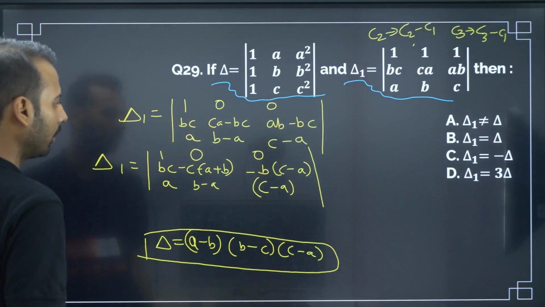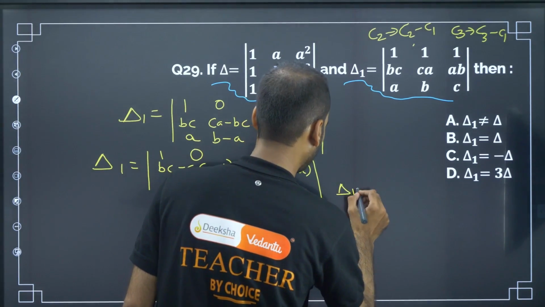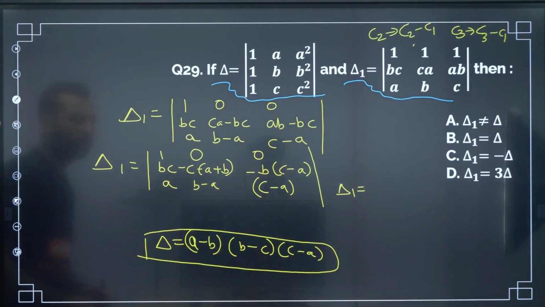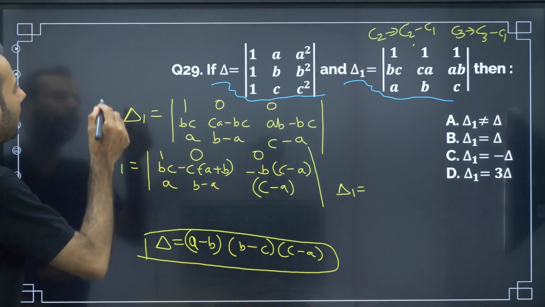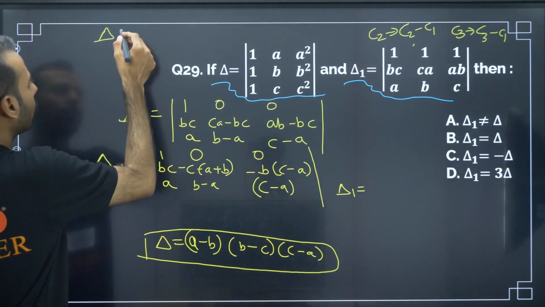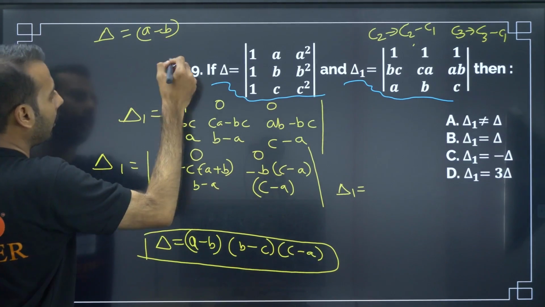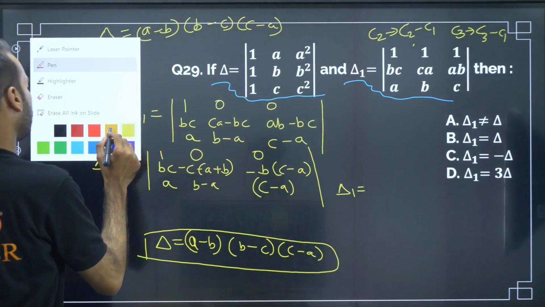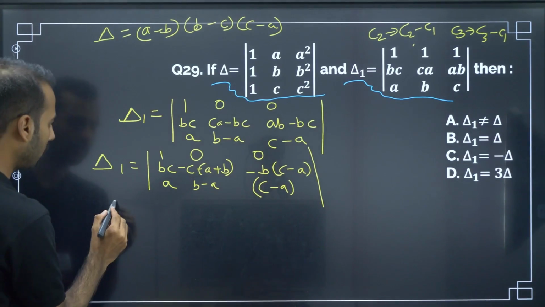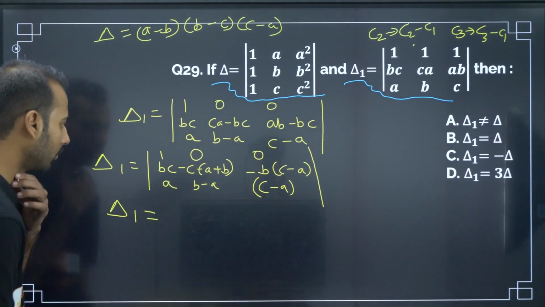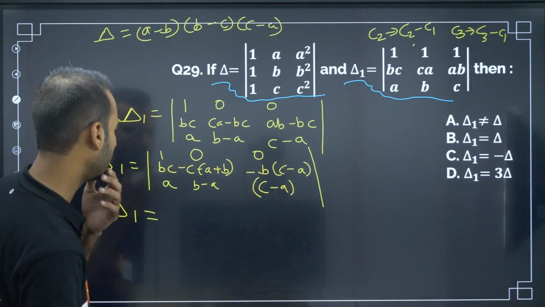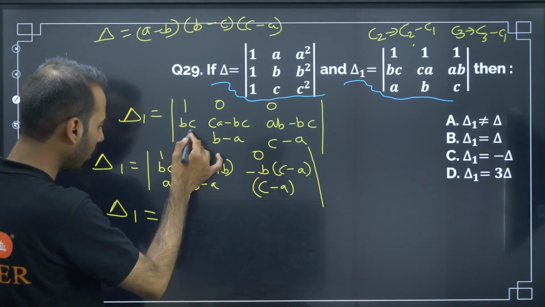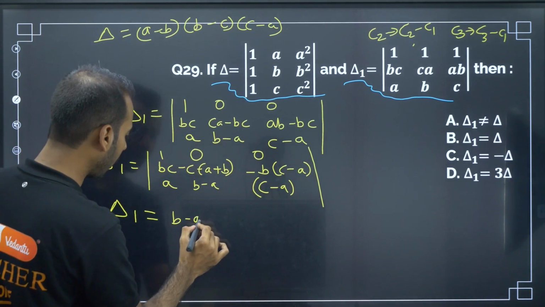Now for triangle 1, let me copy this and keep it aside here, because later it will be useful for us. A minus B, B minus C, C minus A. Next, if I go for triangle 1 is equal to, from here I can take B minus A common. From the second column, I am dragging out B minus A common.